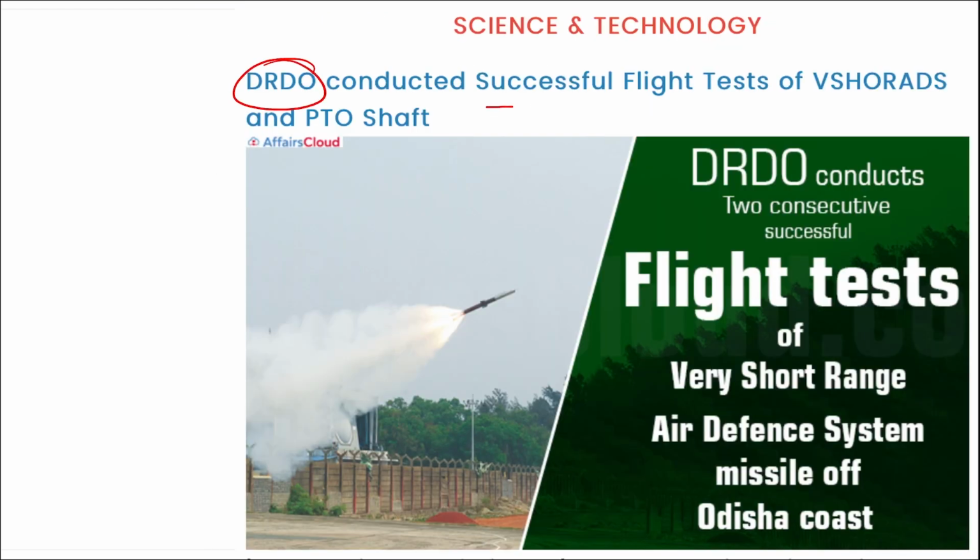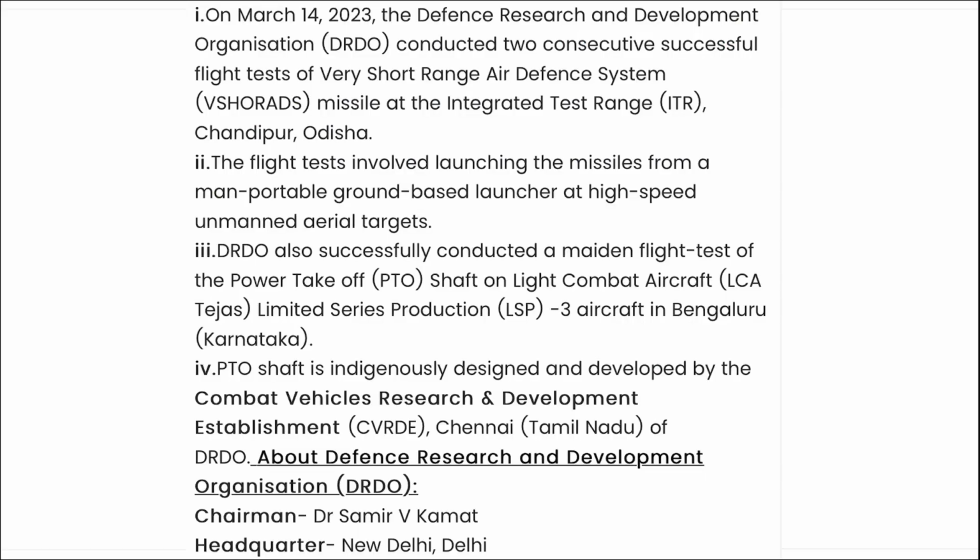Next is related to DRDO. DRDO has conducted a successful flight test of VSHORADS and PTO shaft. Now this is important, friends, and you should know what this is. Let's see the full form. VSHORADS stands for Very Short Range Air Defense System.